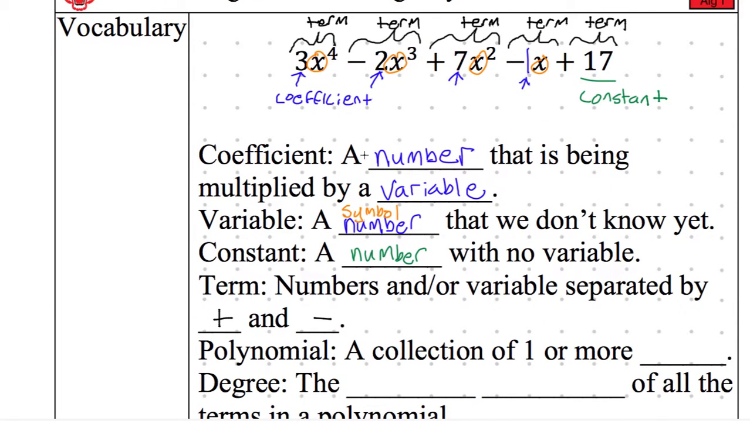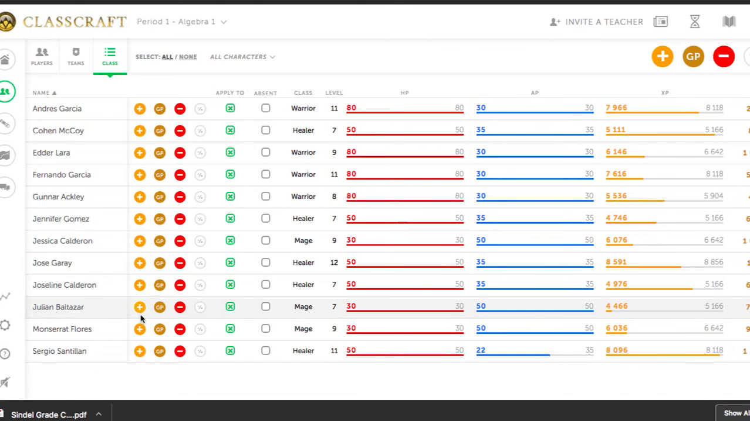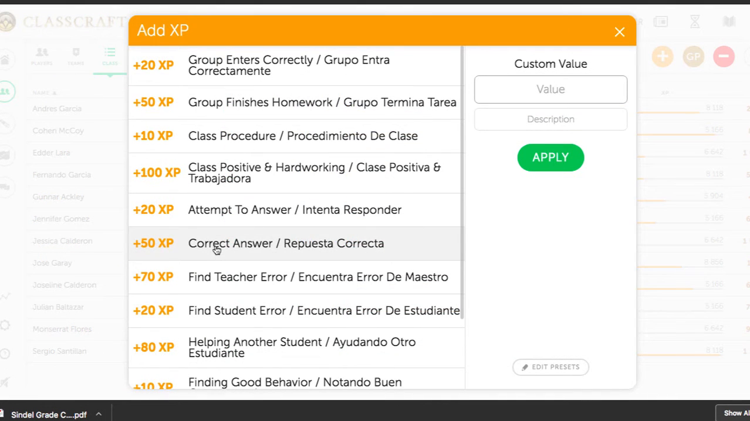What did we just define? Use that word. Monse? Yeah, it's a collection of one or more terms. That means even if I have one term, I have a polynomial. Which is kind of funny because we've been analyzing polynomials and we didn't even know it.